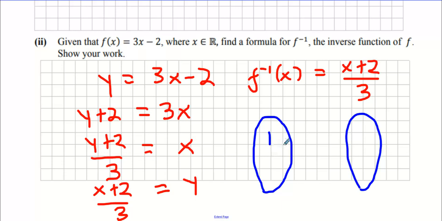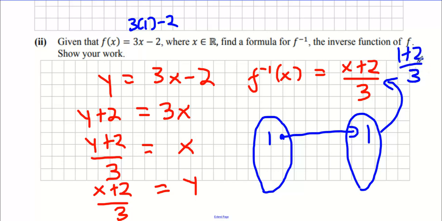1. Now, if we put 1 into our original function, what does it turn into? It turns to 1, doesn't it? And if we put 1 into our inverse function, what does it have to turn back into? Because it's going to be 1 plus 2 over 3, which is 3 over 3, which is 1. Check it out for 2, just to make sure. What would 2 turn into? 3 times 2, take away 2. And if we replace this with 4, what would that turn back into? 6 over 3, which is? So this inverse function definitely works.